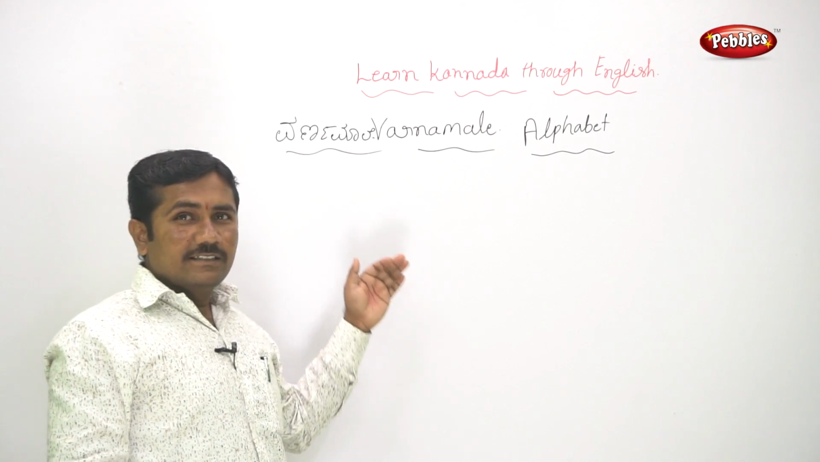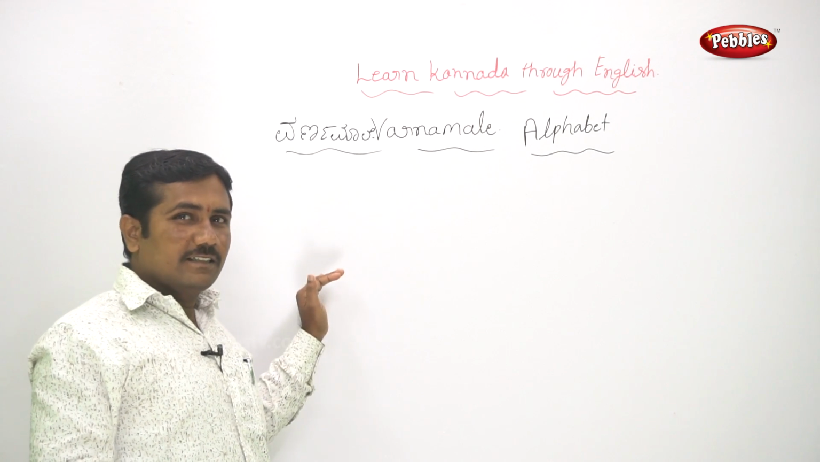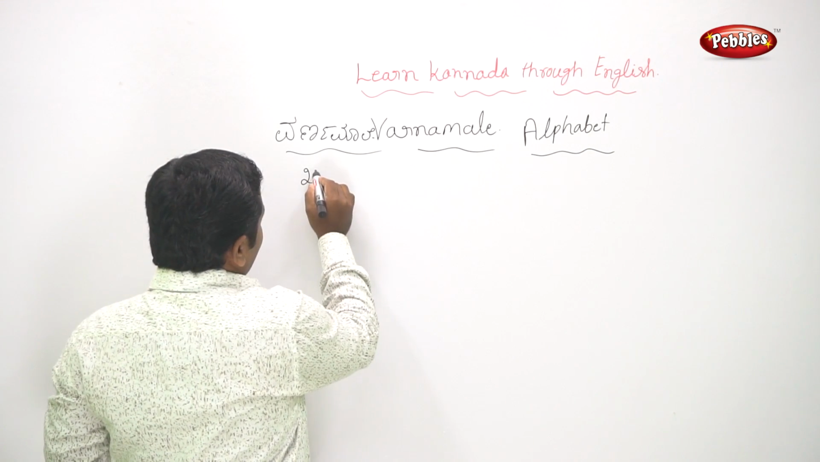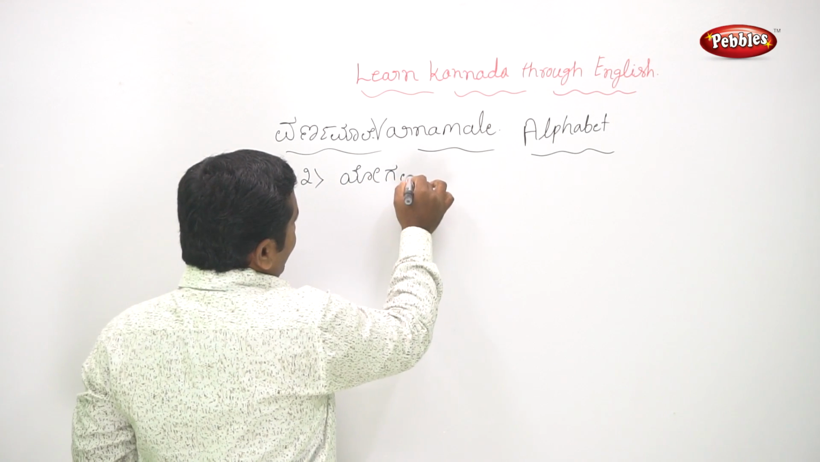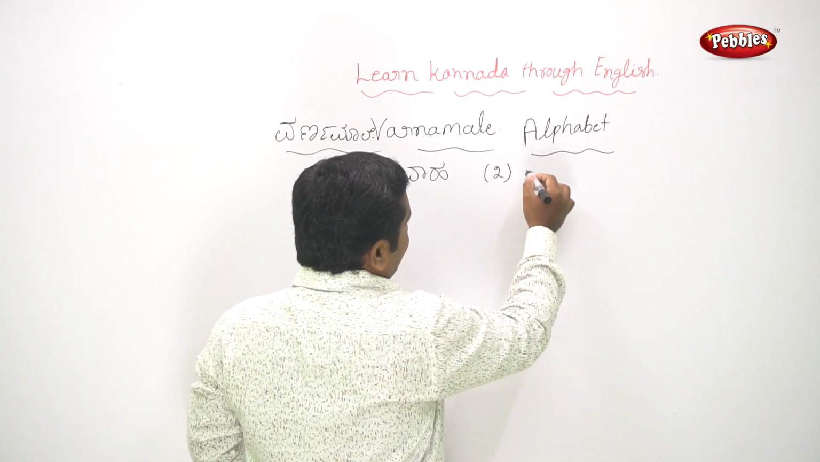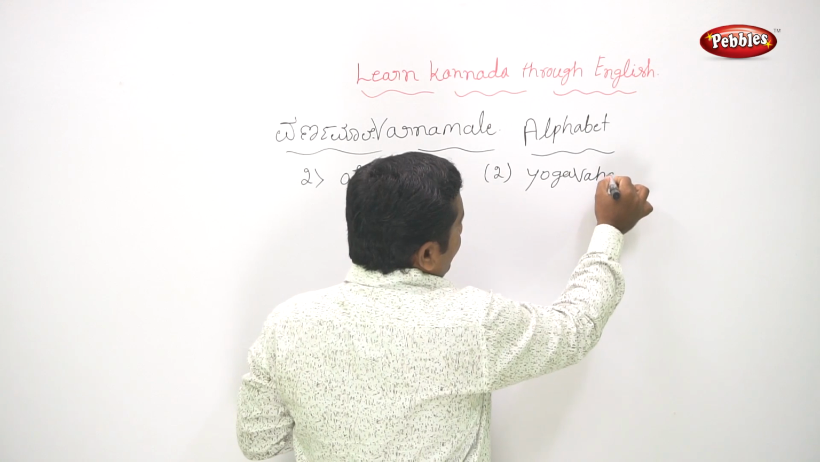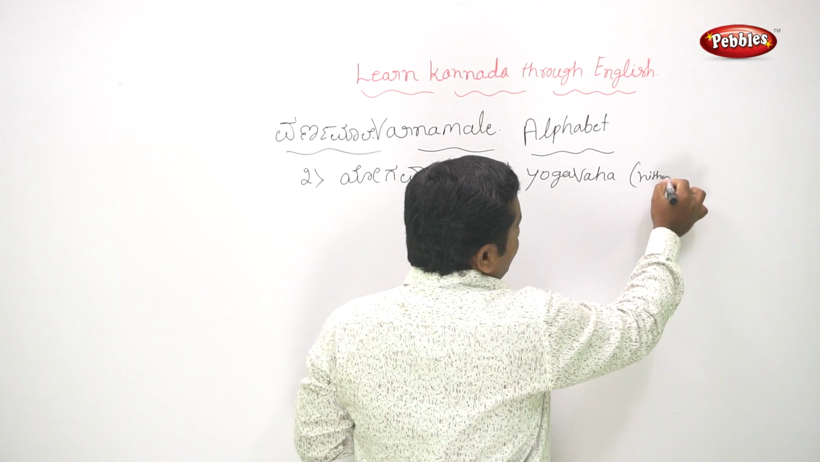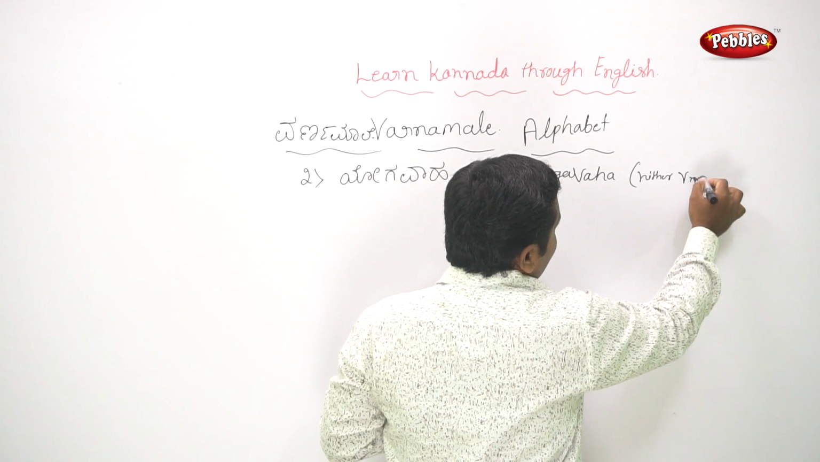Okay. Now we are going to the second. Second one is Yogavahaka. For learning purposes, we are making a second level. Yogavahakagalu, two letters are there. This is called neither vowels nor consonants.